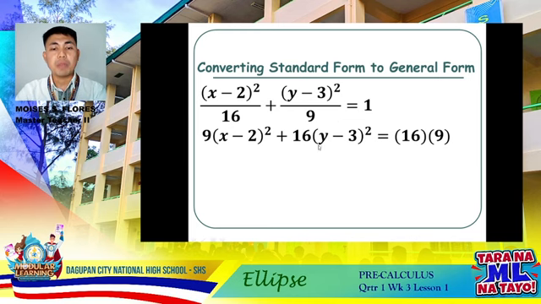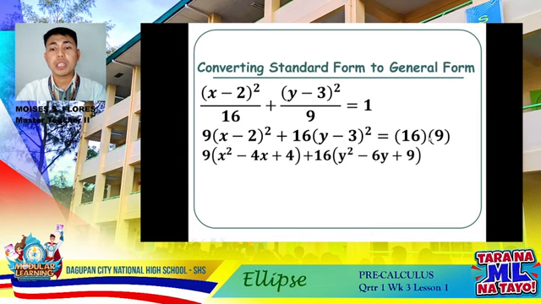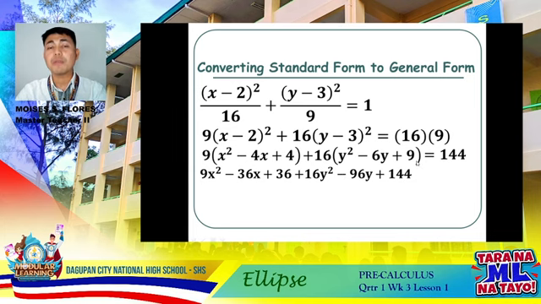Afterwards, we expand our binomials. Simply expand this binomial, and then, of course, we expand also your second binomial with respect to y. And, of course, simplify your constant. 16 times 9 is simply 144. Then, of course, we have still factors here, so we need to distribute. There you have 9x squared minus 36x plus 36, because we have distributed using the distributive property. So we will distribute 9, and on the other hand, distribute 16 here. That's why we have 16y squared minus 96y plus 144.